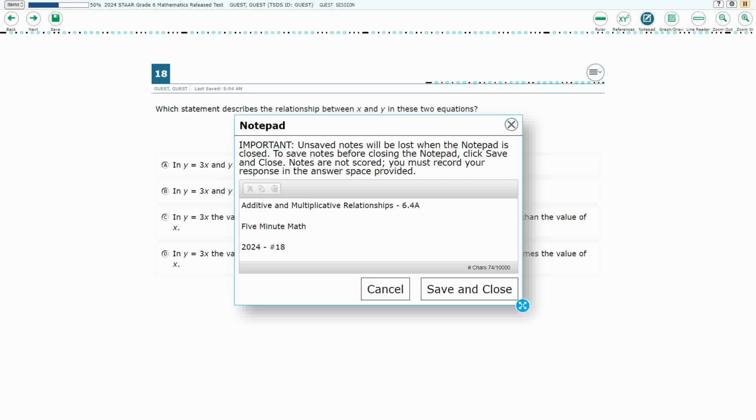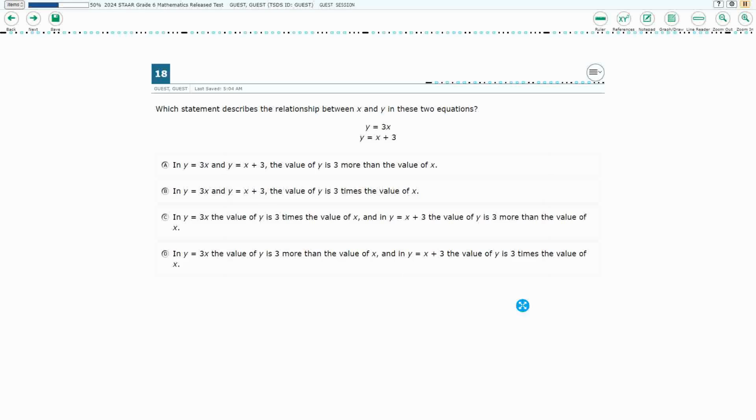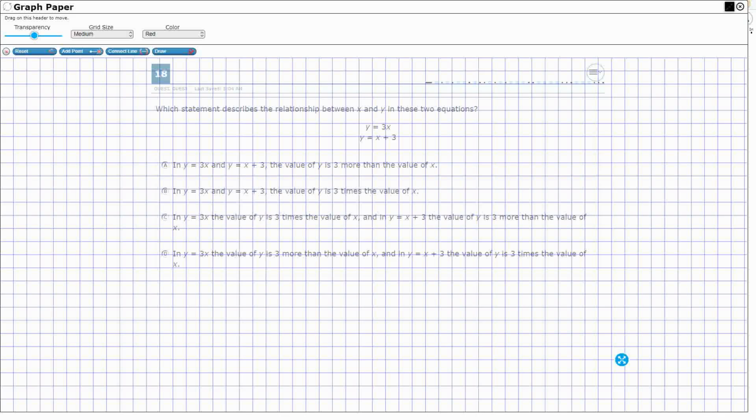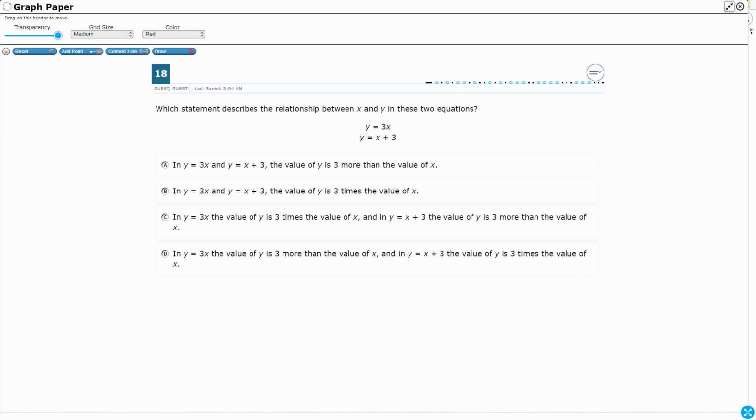Today we are looking at the 6th grade concept of additive and multiplicative relationships. This is standard 6.4a in the great state of Texas, and we are using item number 18 of the 2024 released STAAR test. If you haven't done so already, please go ahead and take a moment to pause the video, work this problem out on your own, unpause it, and we will look at our answers together.